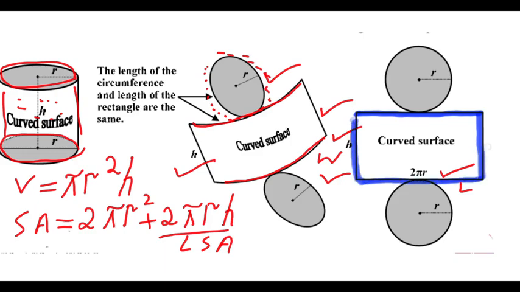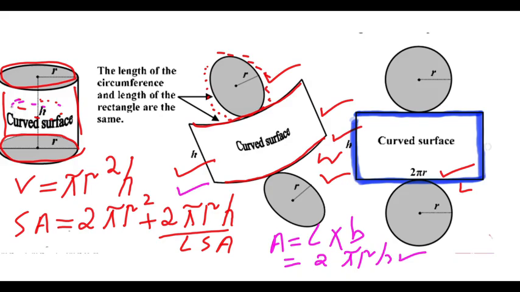If I need to find the area of the rectangle, you will say length times breadth. The area of the rectangle will be length times breadth, or length times width, same thing. So for length we have 2 pi r, and for the breadth we have h, so 2 pi r h. That's where the 2 pi r h for the lateral surface area comes from. This is the lateral surface area, the curved surface.